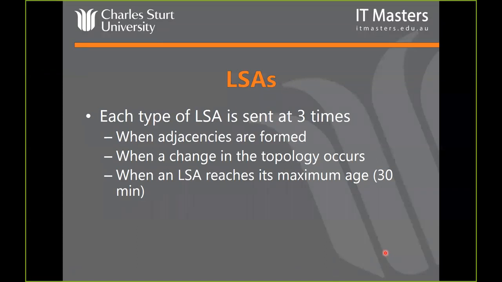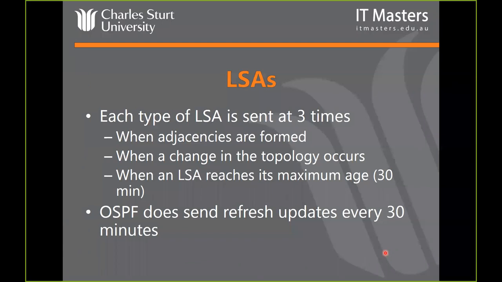So each type of LSA, irrespective of whether it's 1, 2, 3, or 5, is sent under three different sets of circumstances. Firstly, when adjacencies are formed, so when that neighbor relationship comes up, LSAs are sent, so the topology database can be built, everyone knows what's going on, and the routing table can then be built. Secondly, when a change in the topology occurs, so a link goes up or down. It's primarily a link state protocol, so when links go up and down, LSAs are sent then. And thirdly, when a link state advertisement reaches its maximum age, so 30 minutes. If we remember back a few slides ago, every 30 minutes we send a refresh update. So they're the three times when LSAs are sent. Refresh updates every 30 minutes.